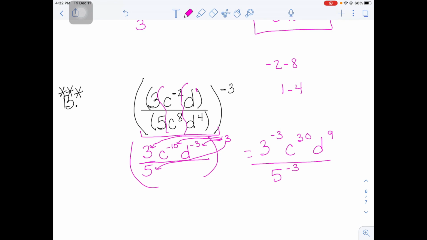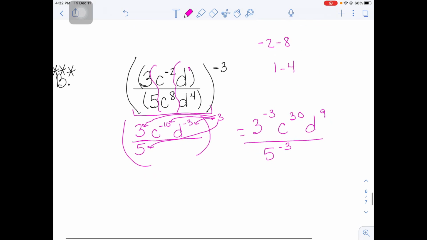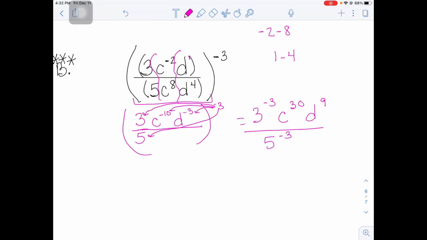All right, so now we got to ask if things can stay or go. So this one's a little bit different because our C's, our variables, and our D, they have positive, very happy exponents, so they get to stay on top. However, our numbers are not, and they're not like bases, so we can't combine them. 3 and 5 are not alike. Even though the exponents are the same, 3 and 5 are not alike. So 3 to the negative 3 actually is going to go to the bottom. 5 to the negative 3 is going to go upstairs. C to the 30 and D to the 9th get to stay right where they are.